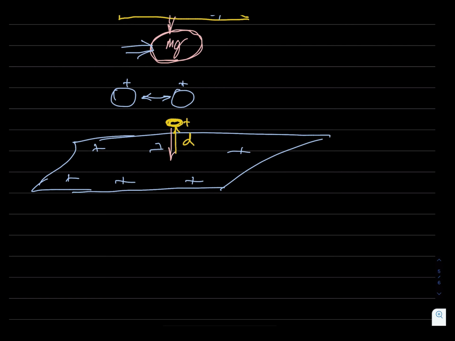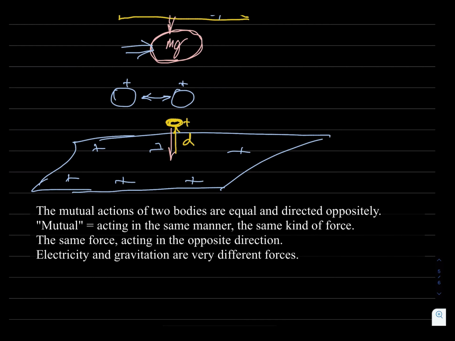Electrostatic charges and gravity could not possibly be more different forces. Do we really think that they constitute a Newton's third law pair? What did he say? The mutual actions of two bodies are equal and directed oppositely. This is not the mutual actions of two bodies.